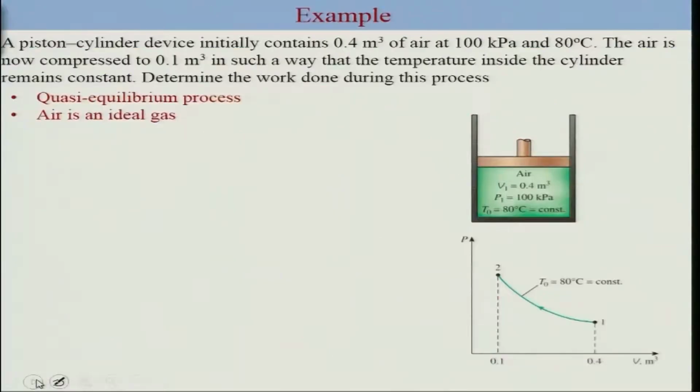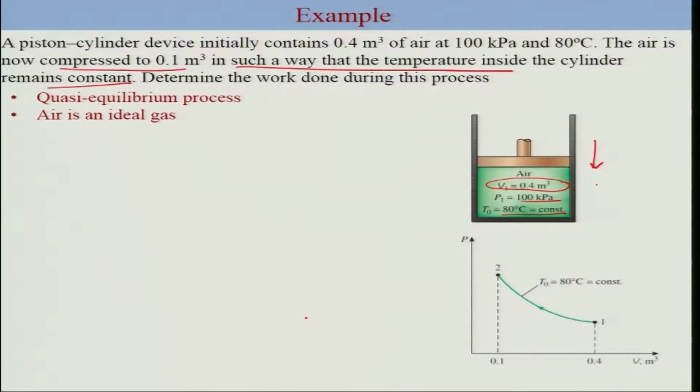Okay, so let's try to do some examples here. This is an example of a piston cylinder device, which initially contains this volume of air at 100 kilopascal. The temperature is already given, and the air is now compressed to 0.1 meter cube. So it's compressed such that the volume decreases in such a way that the temperature inside the cylinder remains constant.